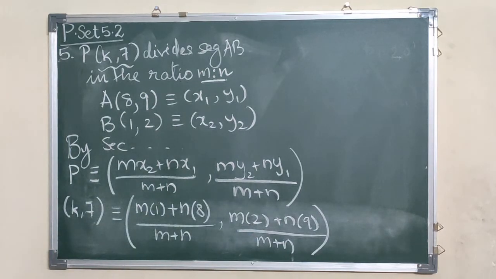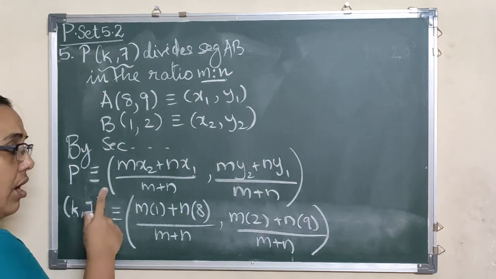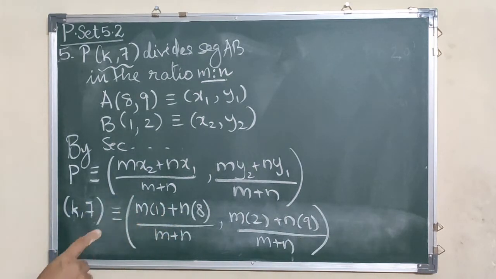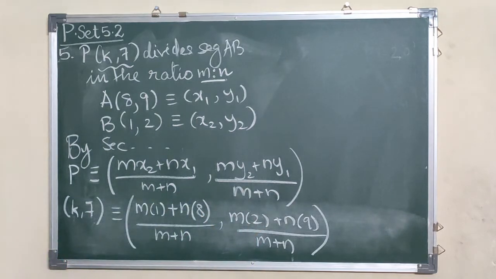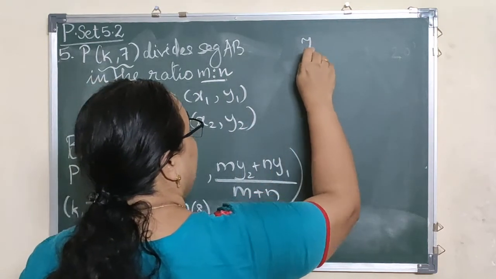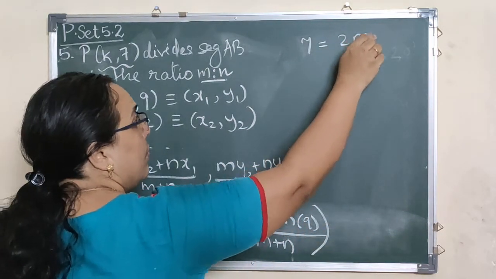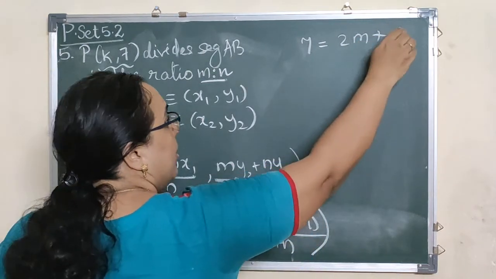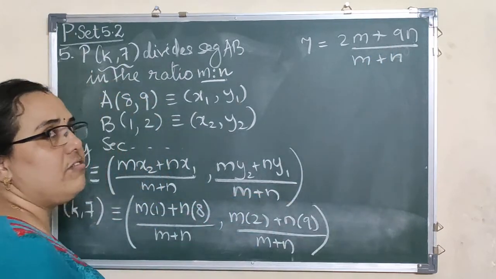Now equate the x coordinates and the y coordinates. But girls, before we equate the x coordinate, we have two variables here, so we will avoid taking the x coordinate first. First we will go for the y coordinate because that is a little more helpful for us to find the ratio. So 7 equals 2m plus 9n upon m plus n.